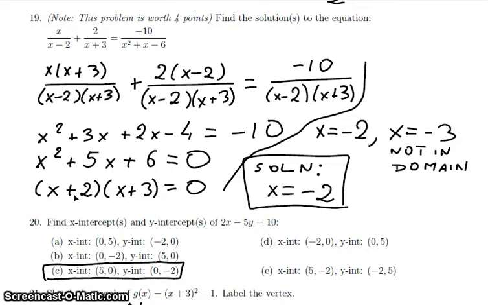And then add 10 to both sides, simplify, and you have x squared plus 5x plus 6 is equal to 0, which is a quadratic equation. Factors very nicely, x plus 2 times x plus 3 is equal to 0. So you set each factor equal to 0.